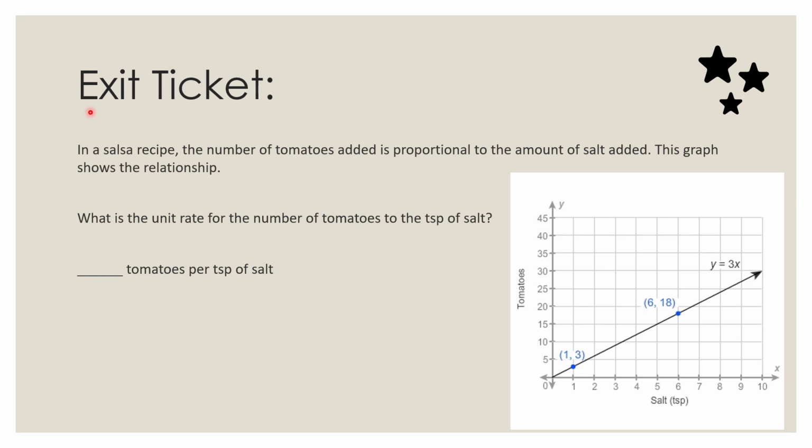And of course, it's dealing with the unit rate. All right, go ahead and pause. I'm going to read it and then pause and then wait 3 minutes, push play, and find the solution. So the exit ticket today is, in a salsa recipe, the number of tomatoes added is proportional to the amount of salt added. Ooh, salsa, tomatoes, salt, delicious. This graph shows that relationship. Oh, so even if we wanted to make 100,000 cups of salsa, we would be able to know how much salt to put in depending on the number of tomatoes. What is the unit rate for the number of tomatoes to teaspoons of salt?